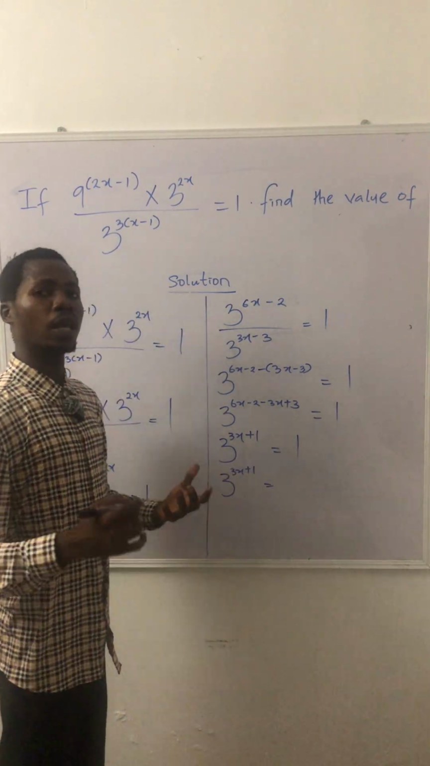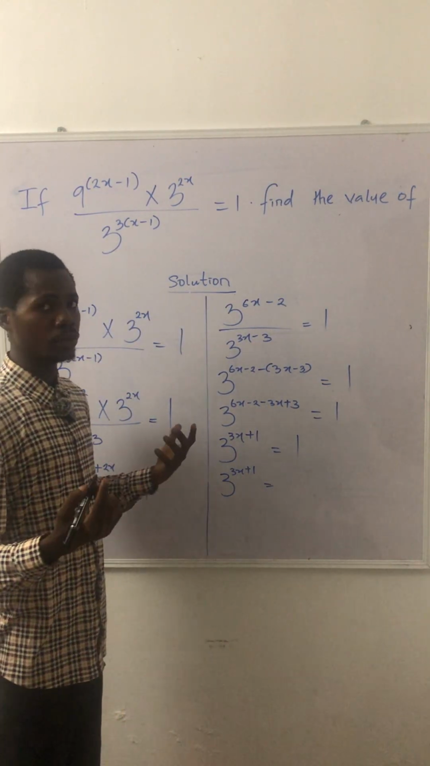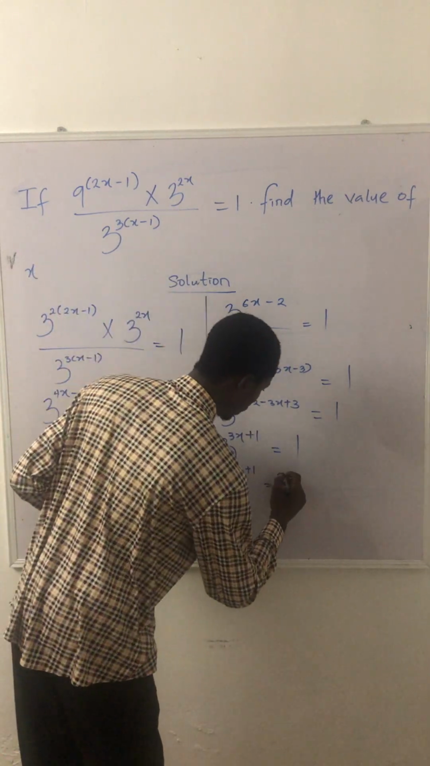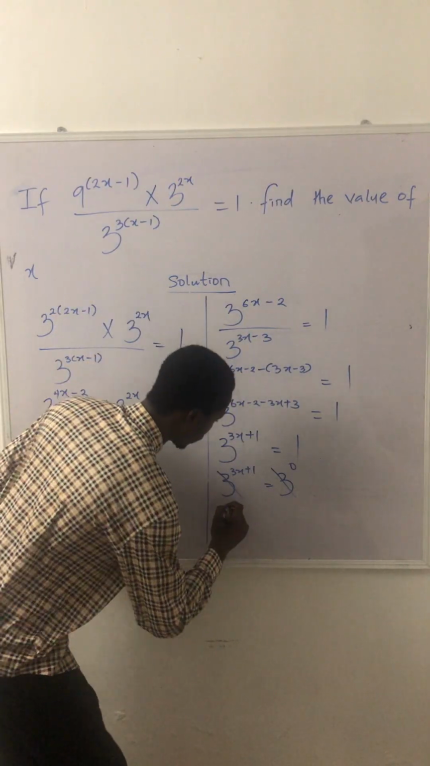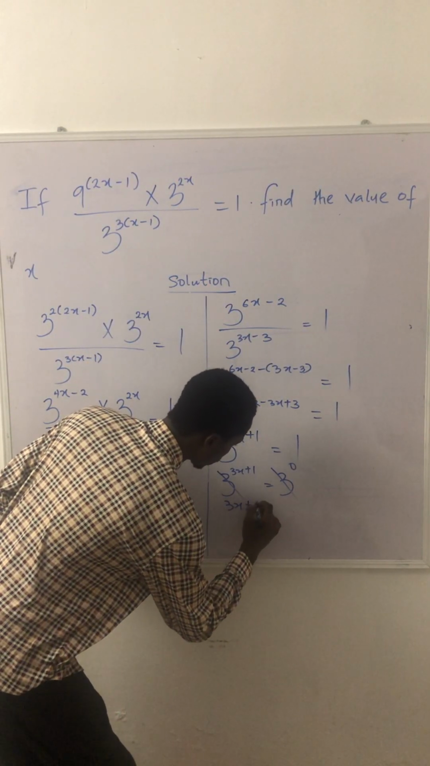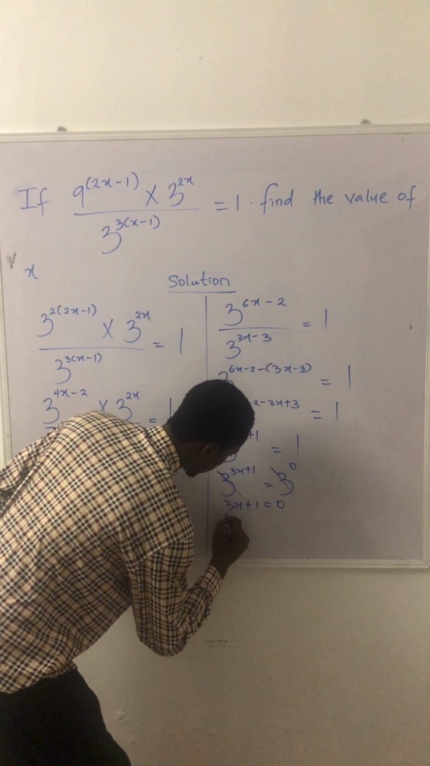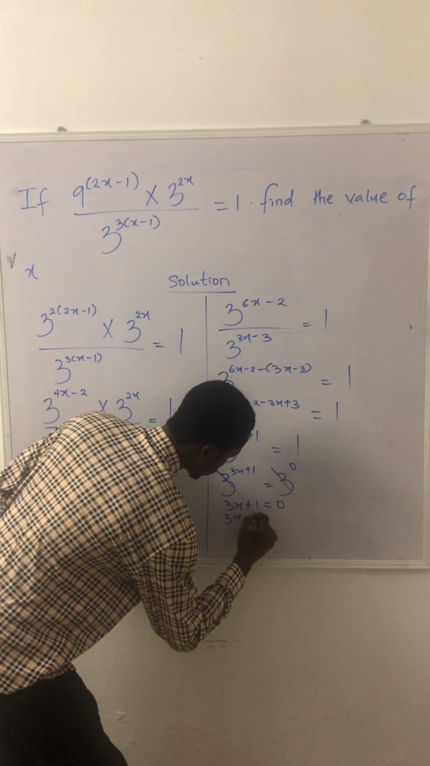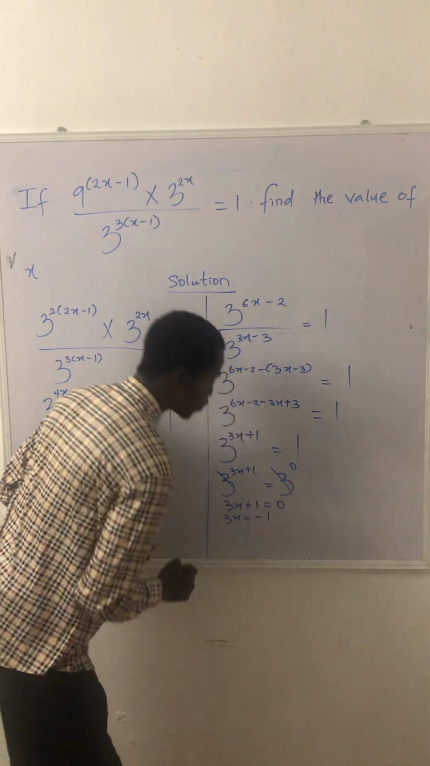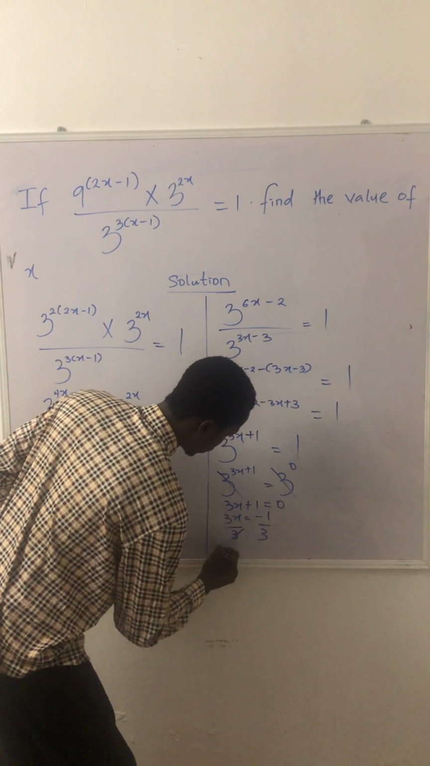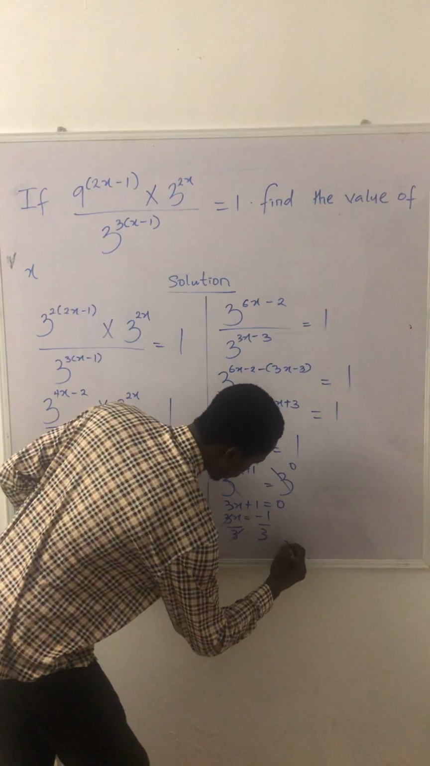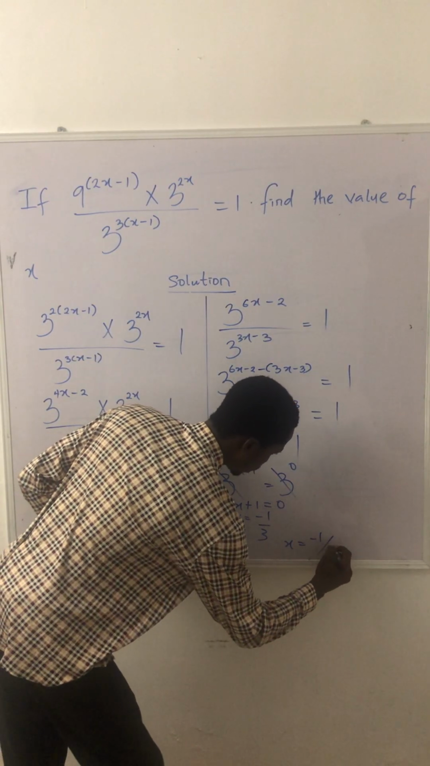So what power will I raise 3 to give me 1? That is 0. 3 raised to the power 0 is the same thing as 1. 3 raised to the power 0, so that we can divide their base, and we're going to have 3x plus 1 equals 0. So let's collect like terms. 3x equals what? Plus 1 moves to the other side. You have minus 1. Then divide both sides by what? By 3. This cancels this. So we can now have x equals minus 1 divided by 3.